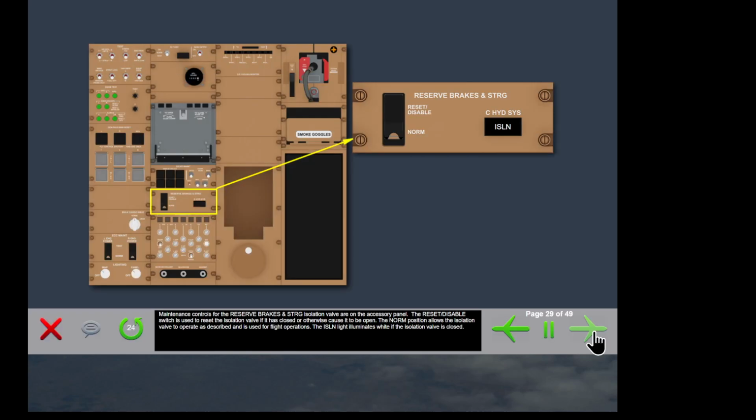Maintenance controls for the reserve brakes and steering isolation valve are on the accessory panel. The Reset Disable switch is used to reset the isolation valve if it is closed or otherwise cause it to be open. The normal position allows the isolation valve to operate as described and is used for flight operations. The isolation light illuminates white if the isolation valve is closed.